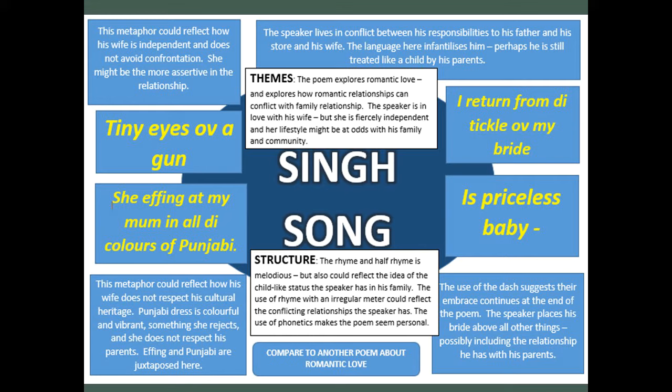Here we've got 4 key quotes that we're going to use. We've got "tiny eyes of a gun." This metaphor could reflect how his wife is independent and doesn't avoid confrontation. She might be the more assertive in the relationship. It also alludes to the idea of that conflict between his parents.